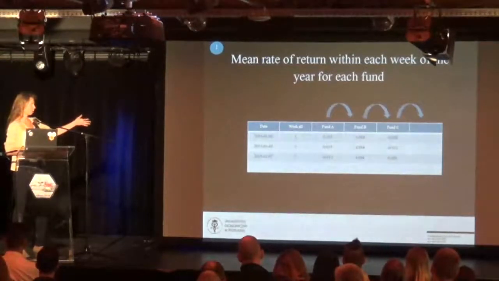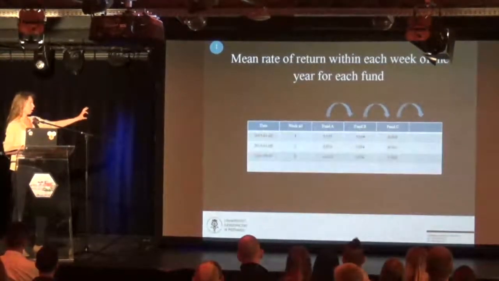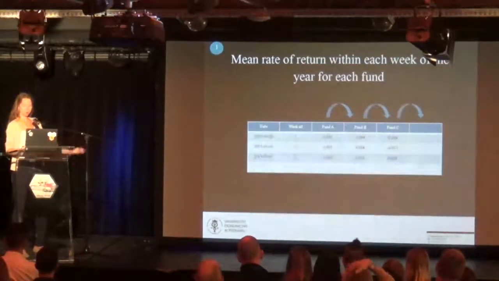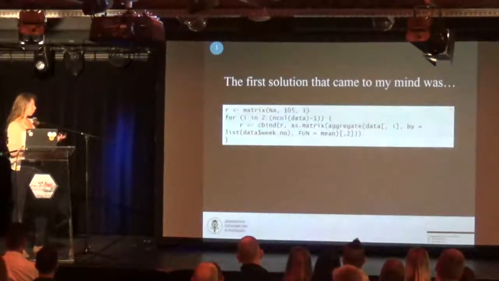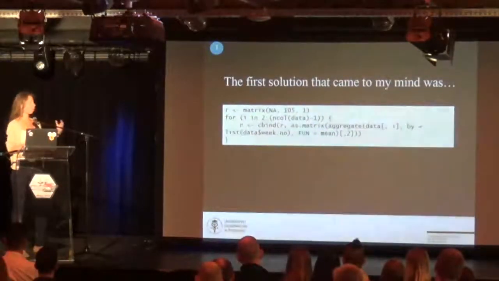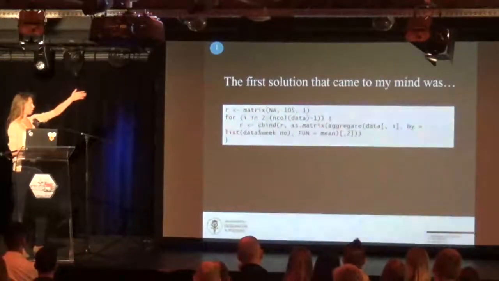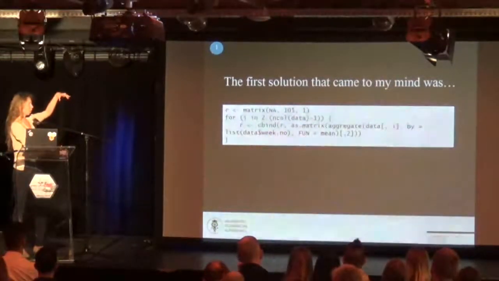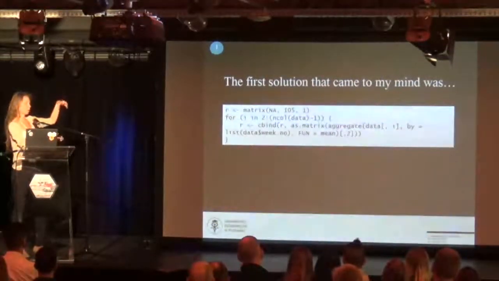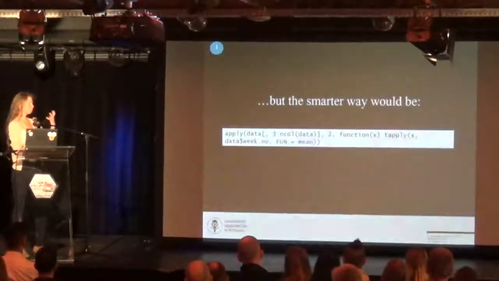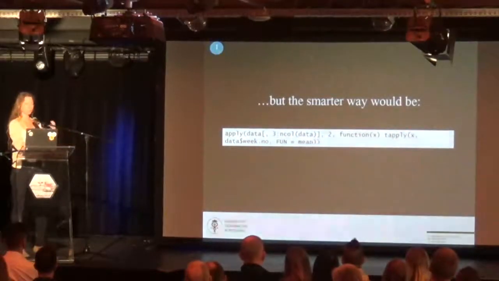And what I needed to do was calculating the average rate of return within each week of the year for each fund. So the first solution that came to my mind was using the for loop and go across all the columns, and then I used the aggregate function for each column to calculate the mean across the week numbers. However, this solution was quite time consuming, and I came up with another solution. I think a smarter one.